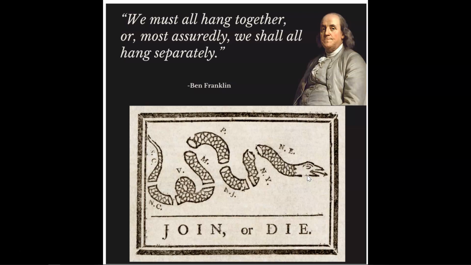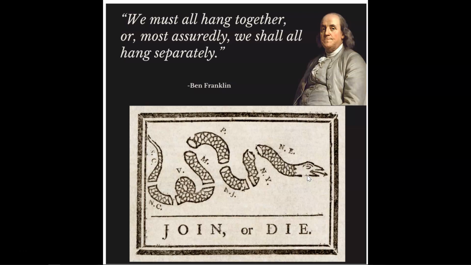It's not a threat. Many of you may have seen this as a threat, Join or Die. In other words, come with us or we're going to kill you. But no, it is more along the lines of if we don't work together as a group of colonies, then we will lose.